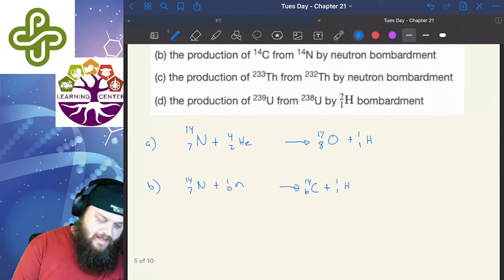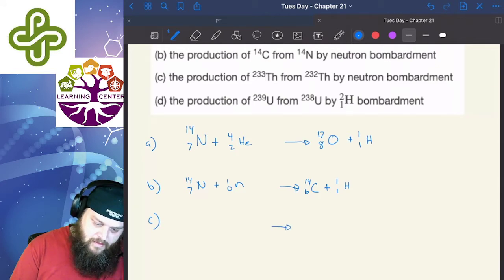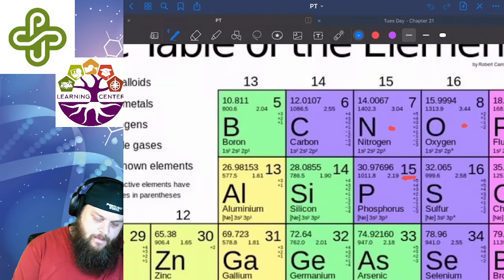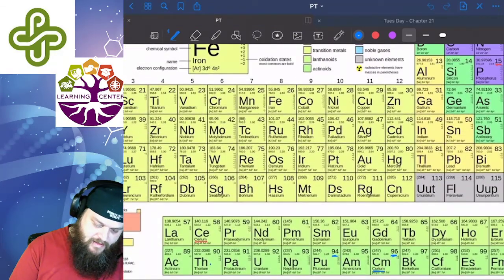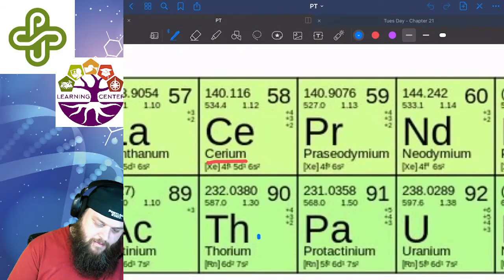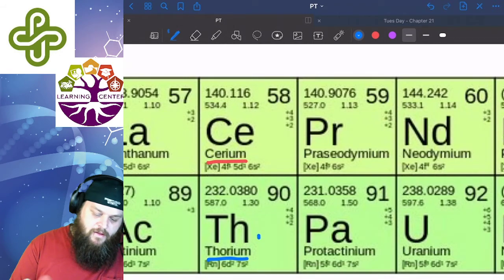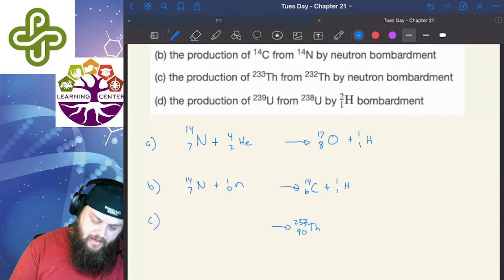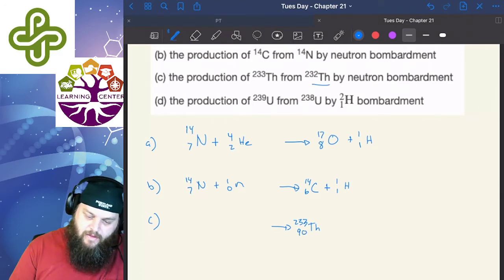For part C, we have the production of, let's say that's 233 TH, which I believe is thallium or thorium. My mistake, thallium's TL. So, and that's 90. That's the information we really needed there, from thorium by neutron bombardment.